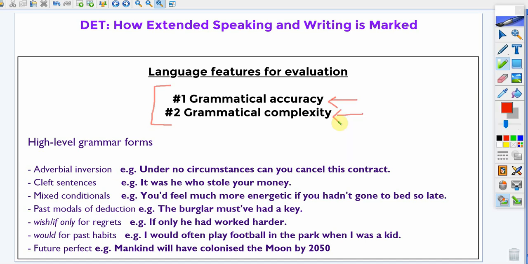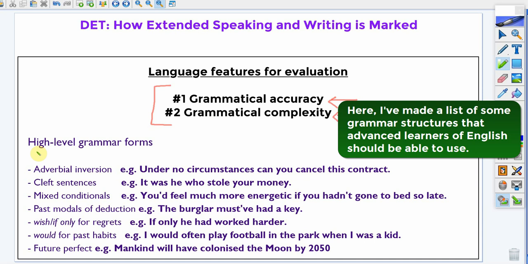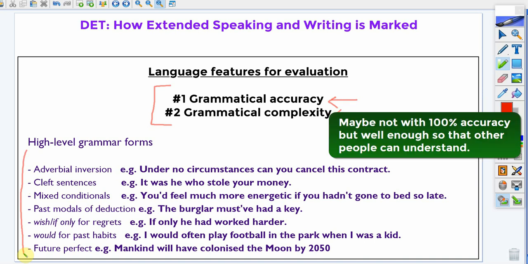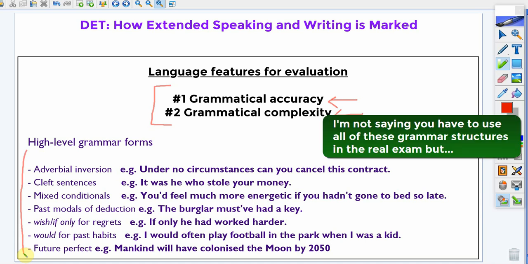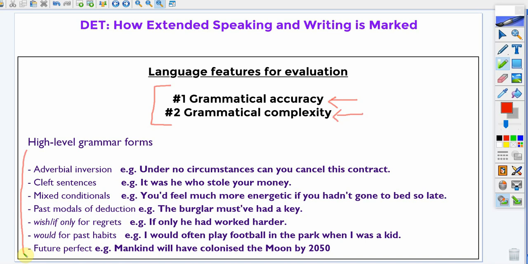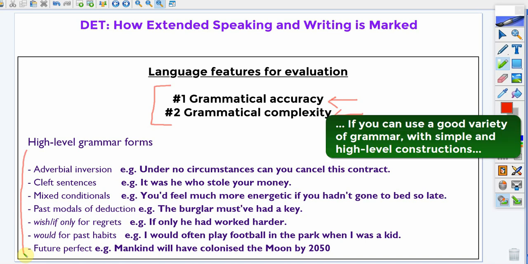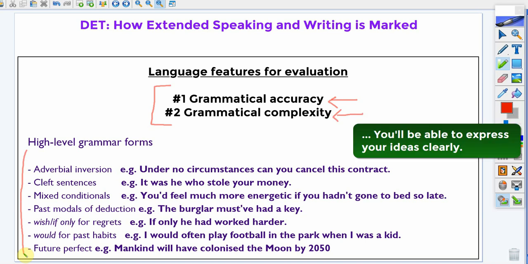as simple ones. Here, I've made a list of some grammar structures that advanced learners of English should be able to use. Maybe not with 100% accuracy, but well enough so that other people can understand. I'm not saying you have to use all of these grammar structures in the real exam, but if you can use a good variety of grammar with simple and high-level constructions, you'll be able to express your ideas clearly.